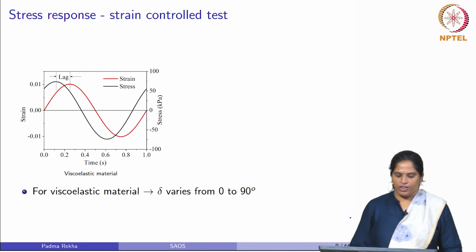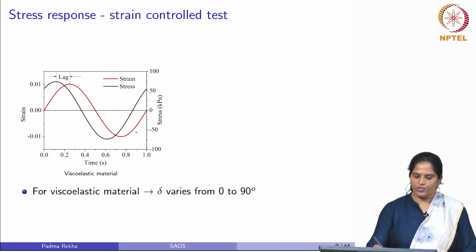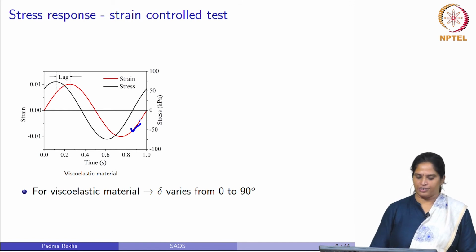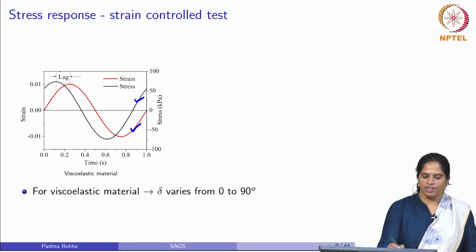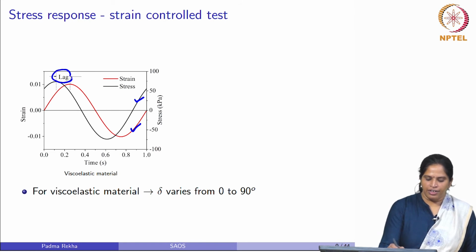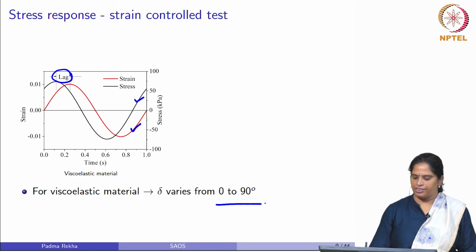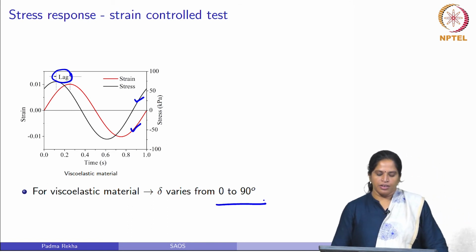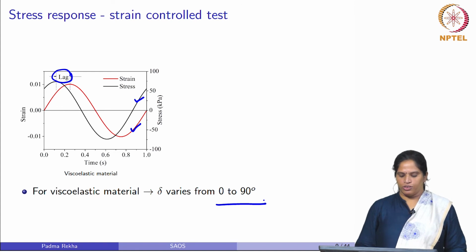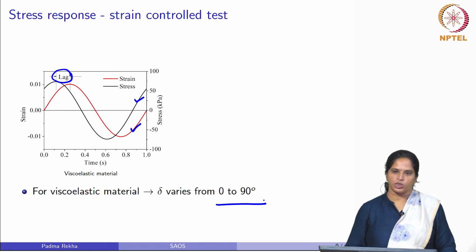So, for a sinusoidal strain control test, if the material exhibits a viscoelastic behavior, we also get a sinusoidal stress with the same frequency, but the lag value here, that is a time lag between a peak stress and a peak strain, will lie between 0 and 90 degree. So, this is the basic concept which we are going to use to define the material functions.